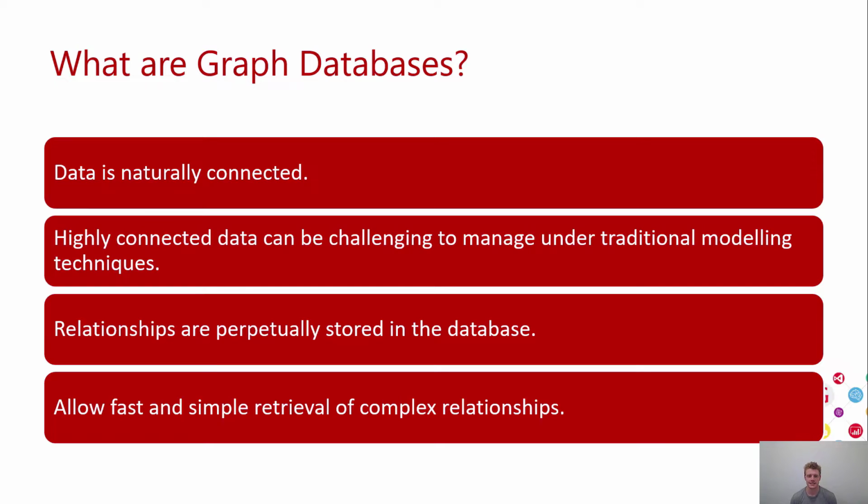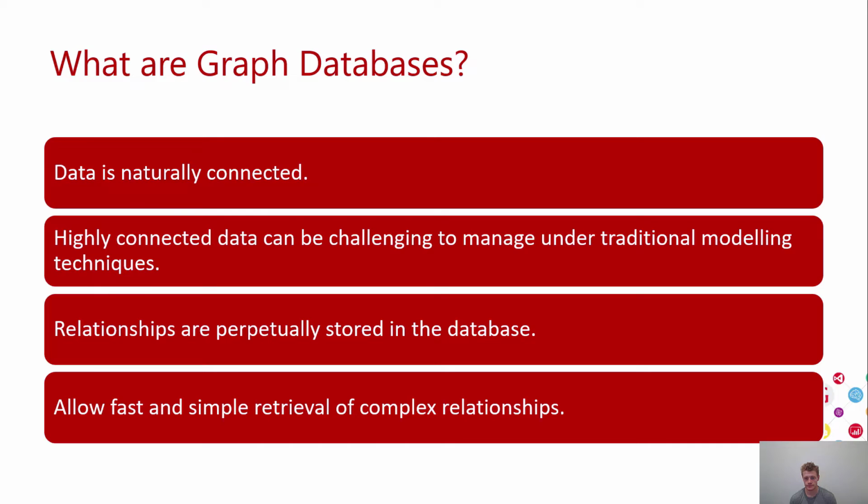Now, highly connected data can be a challenge to manage under traditional modeling techniques. Other databases compute relationships when we query the data through join operations. But in graph databases, relationships are persistently stored within the database, which allows for quick retrieval of data that lives inside our graph database. But let's break this down a little further and actually go through what makes up a graph database.